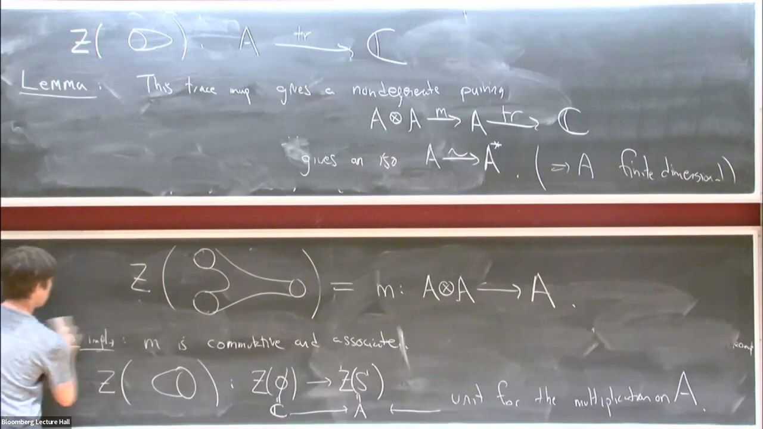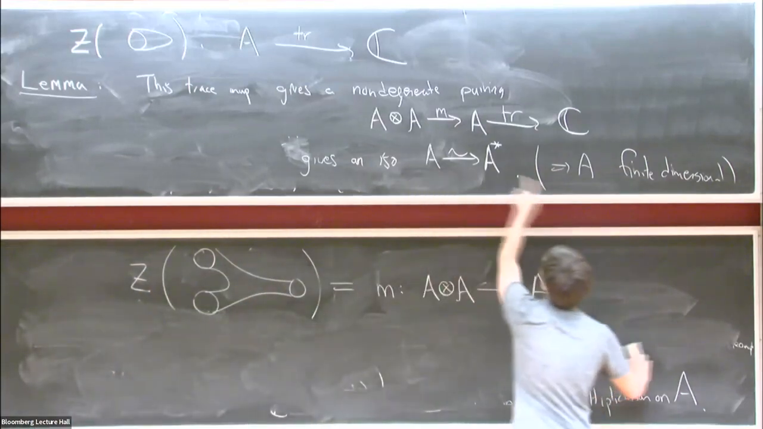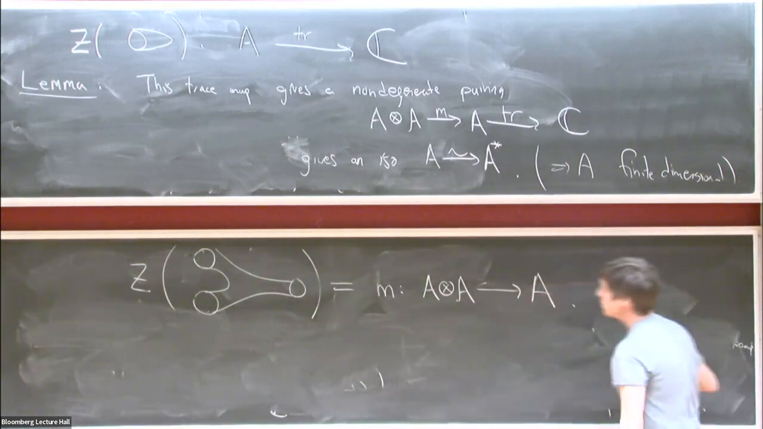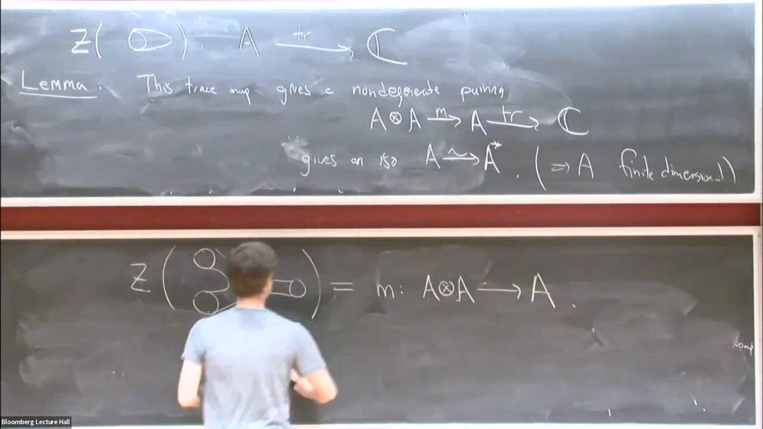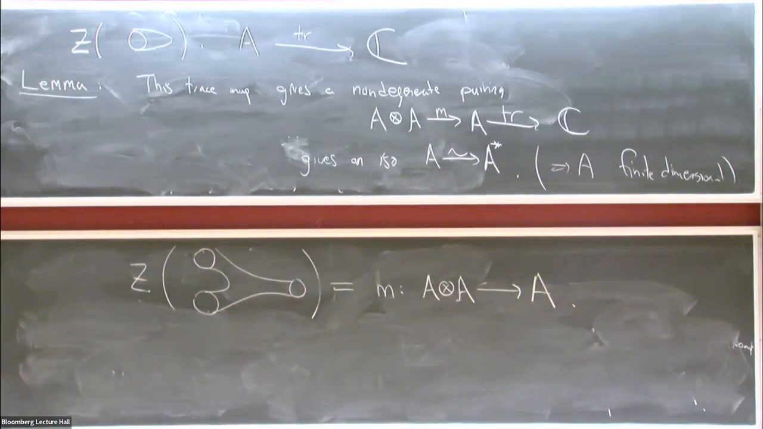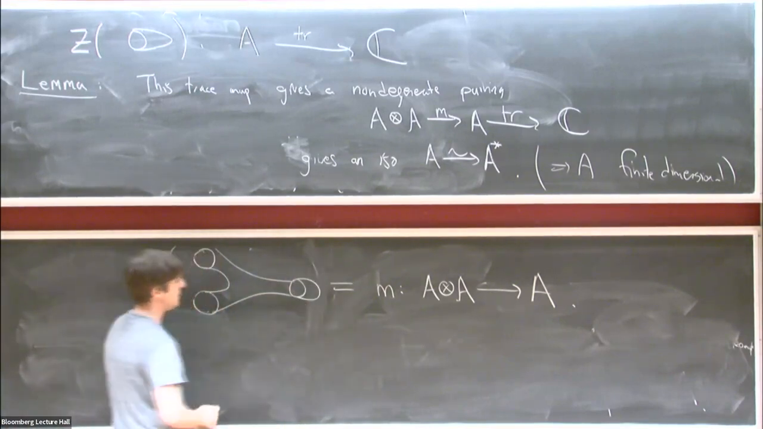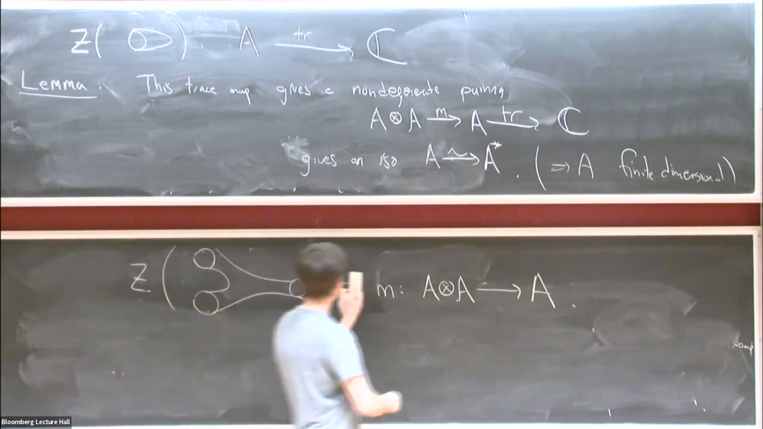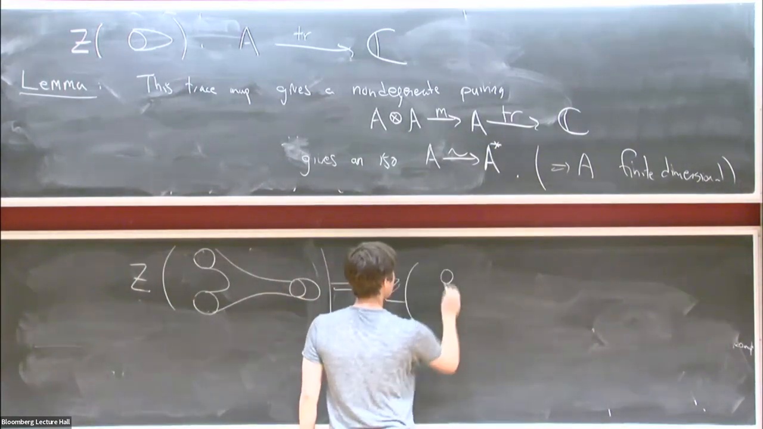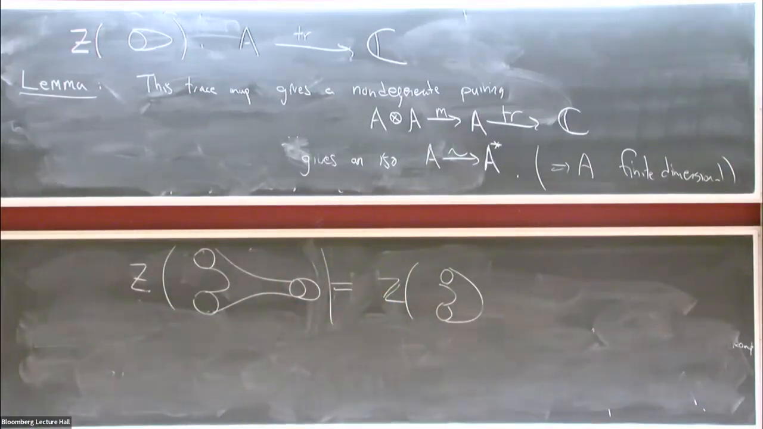So, what's the proof of this? This linear map from A tensor A to the complex numbers is what Z assigns to a particular picture. Namely, the multiplication is associated to this picture, and then if I want to compose that with the trace, I just cap it off on the other end with a disk. In other words, I'm looking at Z of a cylinder, but I'm thinking of the cylinder as having two incoming circles.